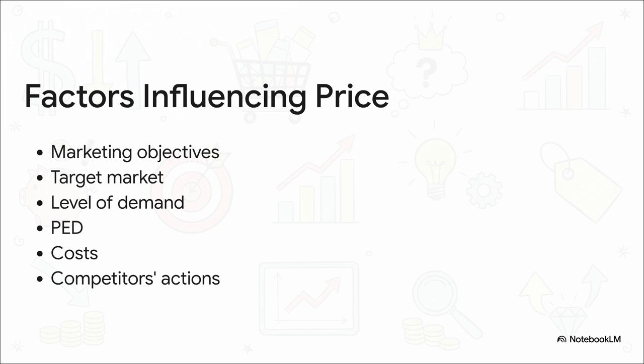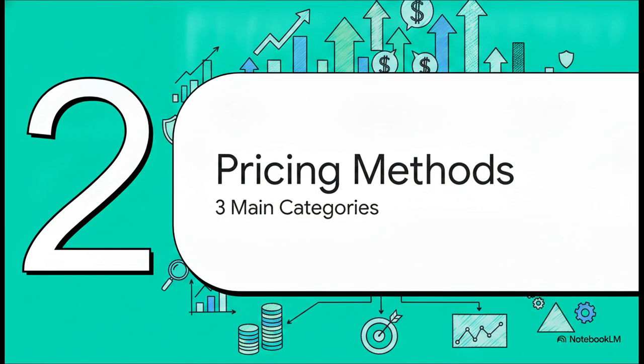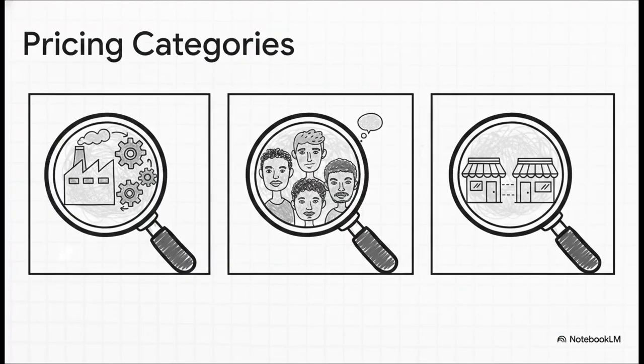But here is the ultimate make-or-break factor on this list: price elasticity of demand, or PED. Knowing exactly how sensitive your customers are to price changes dictates pretty much everything else. Section 2, Categories of Pricing Methods. Understanding which pricing category a business actually uses tells you so much about their market position and what they prioritize.